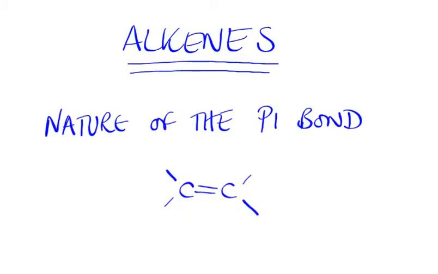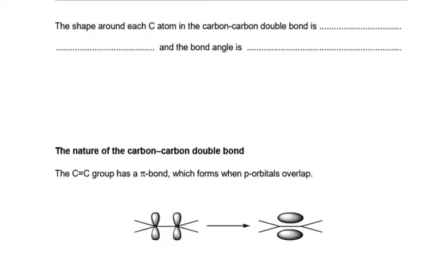In this short video we'll investigate the nature of the pi bond in an alkene, how it's formed and what that means for the molecule. Perhaps something that we knew from GCSE is that around each carbon in the carbon-carbon double bond the shape is trigonal planar, and that means that the bond angle around each of those carbons is 120 degrees.